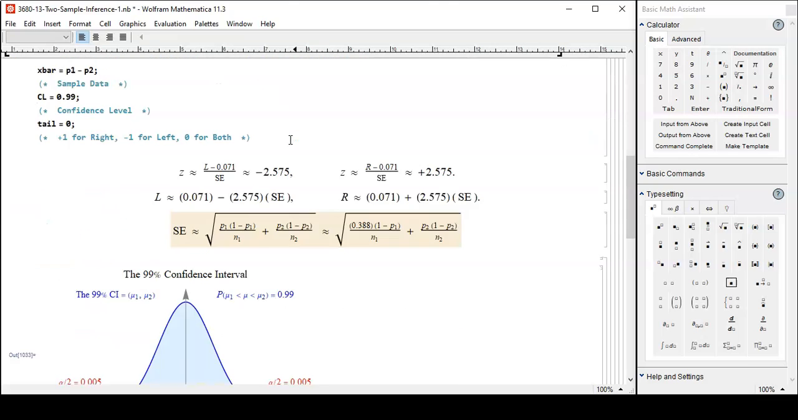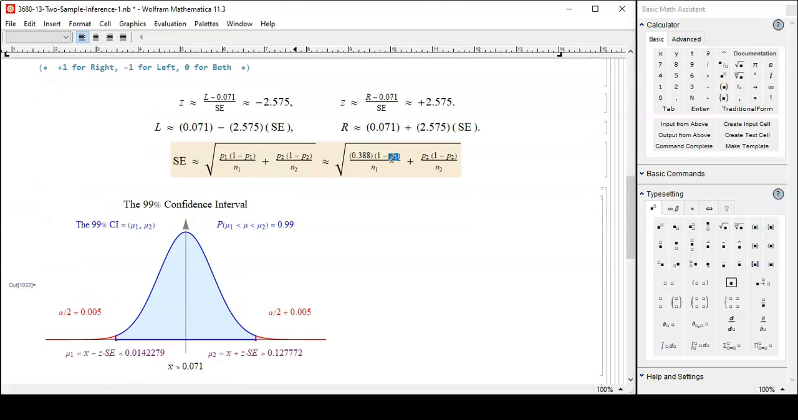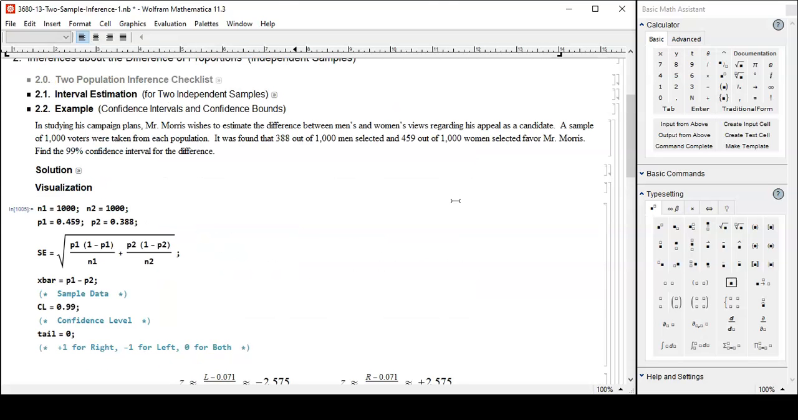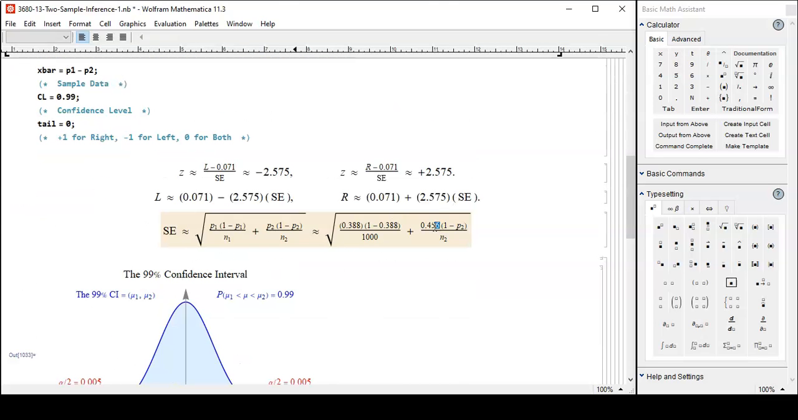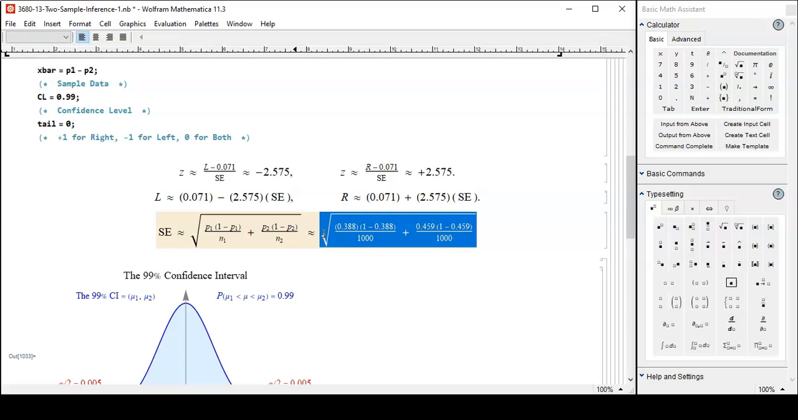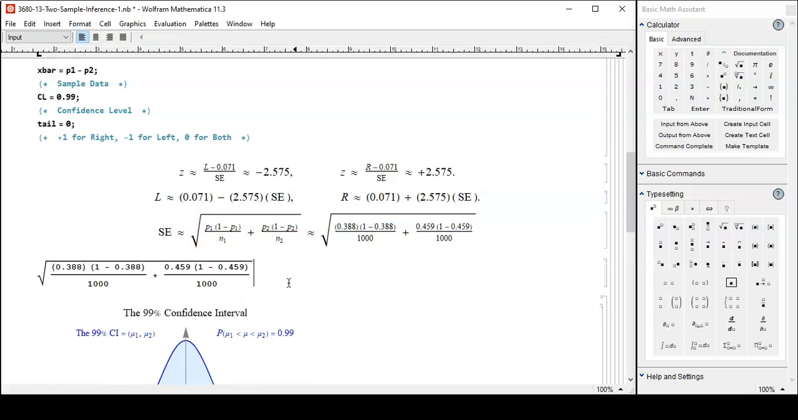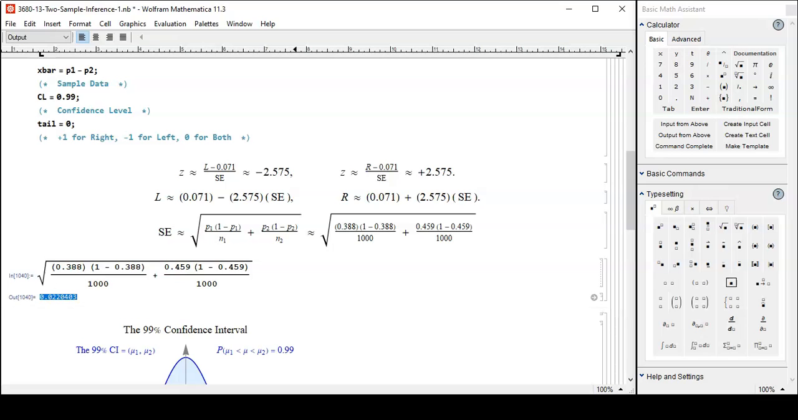388 men, 459 women. So 0.388, and sample size of 1,000. And 0.459, and then 1,000. And this computation will yield the SE value. It'll turn out like this if you do it right.